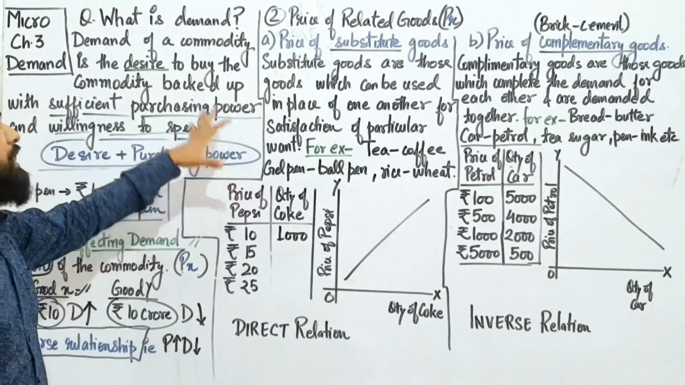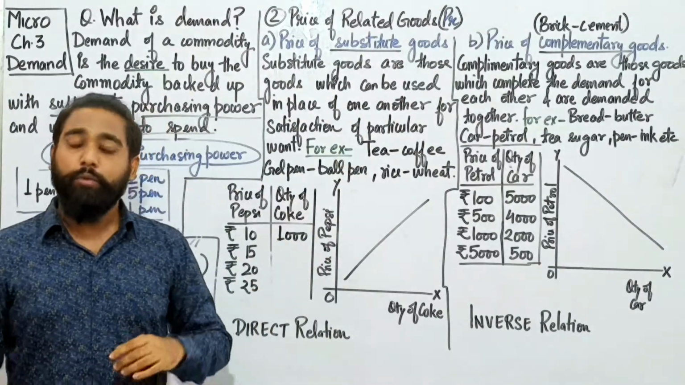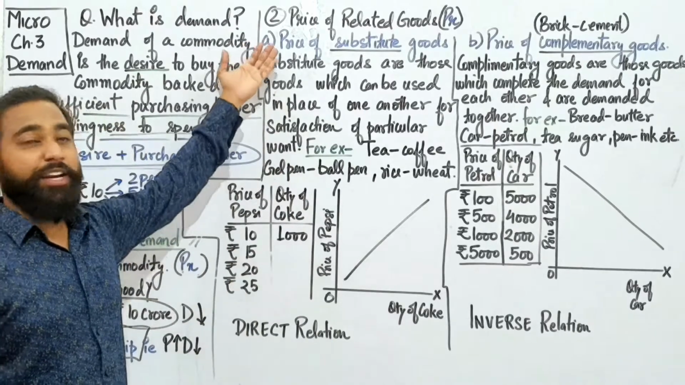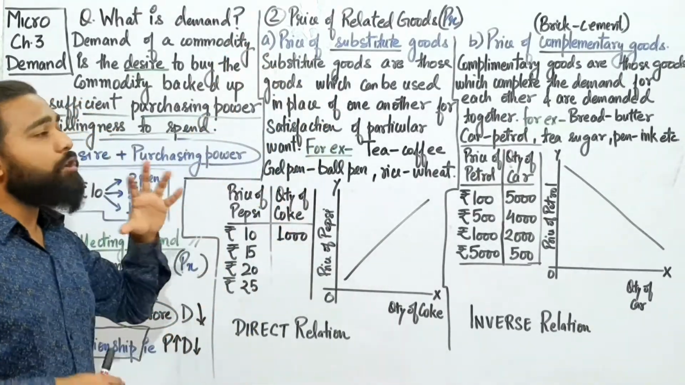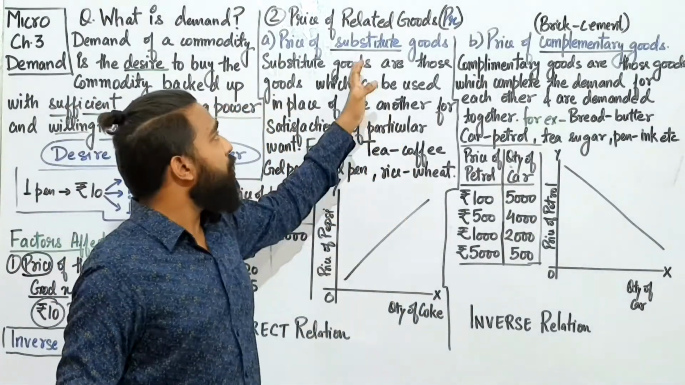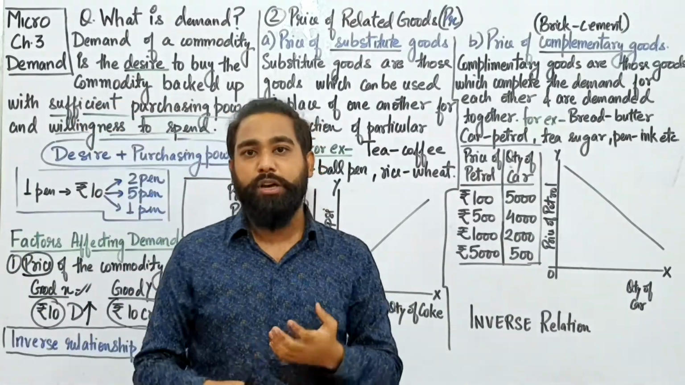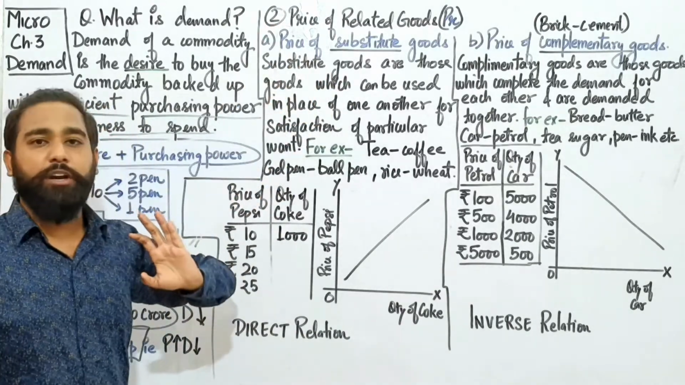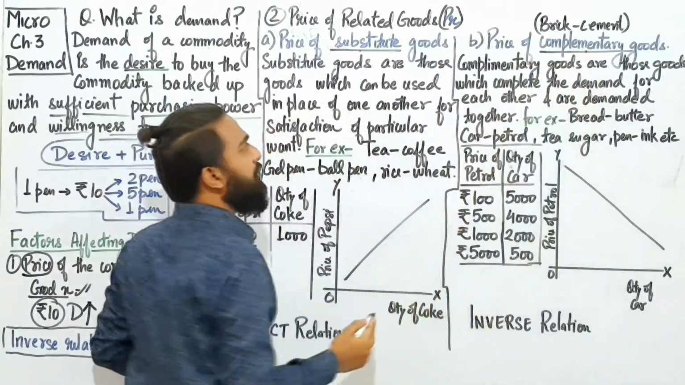Now let's come to the second factor, which is price of related goods. Now what is related goods? Sir, I don't know, please guide us. Okay students, it's my pleasure to help you understand what related goods are. Related goods are goods which are related. When we talk about related goods, it means there are two goods which are related to each other in different manners. So there are two types of related goods. First is substitute good, the other one is complementary good.